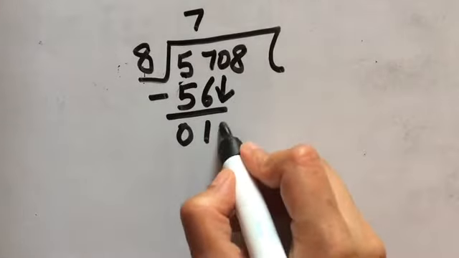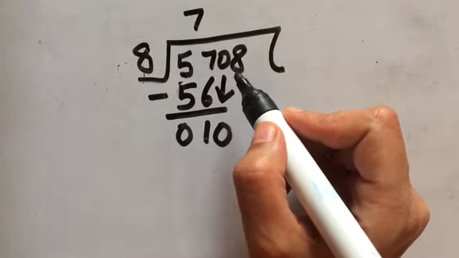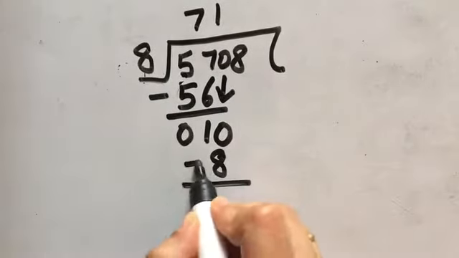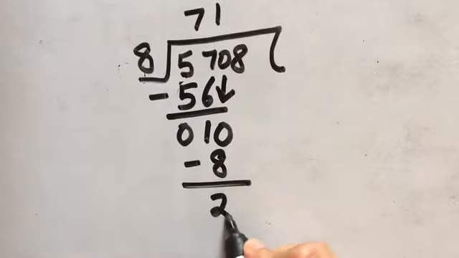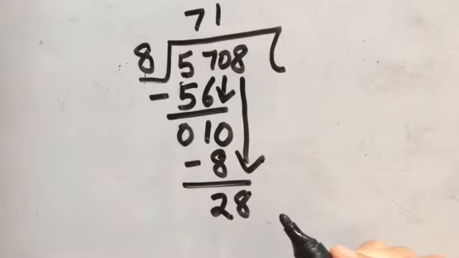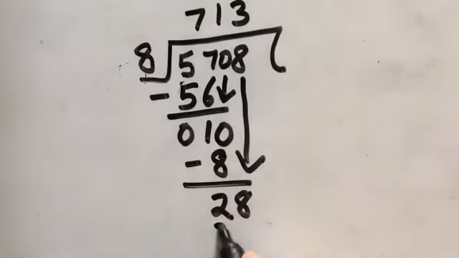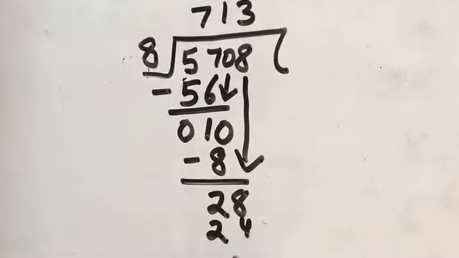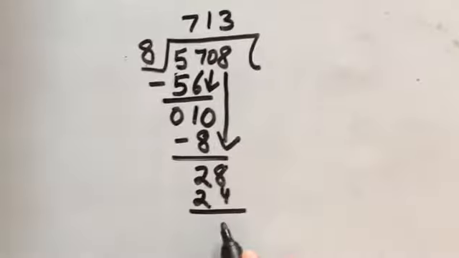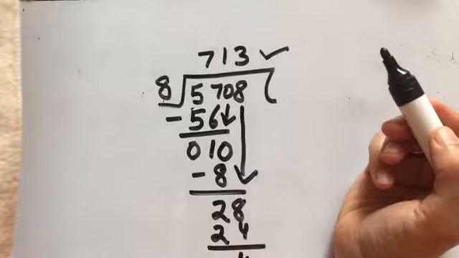Now 0 will come down. In 10, we have to check what is less than 10 in the table of 8. It is 8 ones are 8. Again subtract it. So it will be 2. Now again what will come down? 8. What is there in the table of 8 which is less than 28? It is 3 eights are 24. Subtract it, and we get 4. So here our quotient is 713.